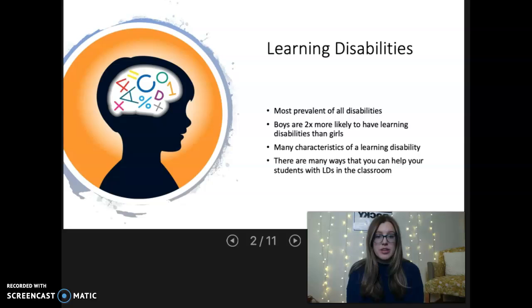So the first disability that I'm going to talk about is learning disabilities, which affect 36% of all students with disabilities and is the most prevalent of all disabilities. It's 2 times more likely in boys than in girls, and there are many characteristics of a learning disability, such as reading or dyslexia, math disabilities, memory disabilities, and social and emotional needs, which is the invisible disability.